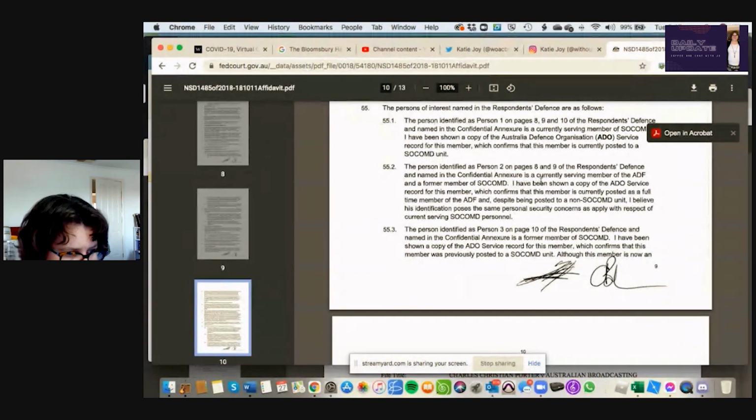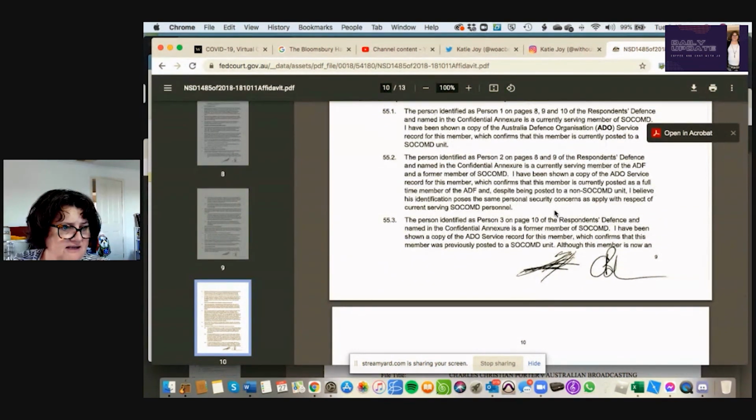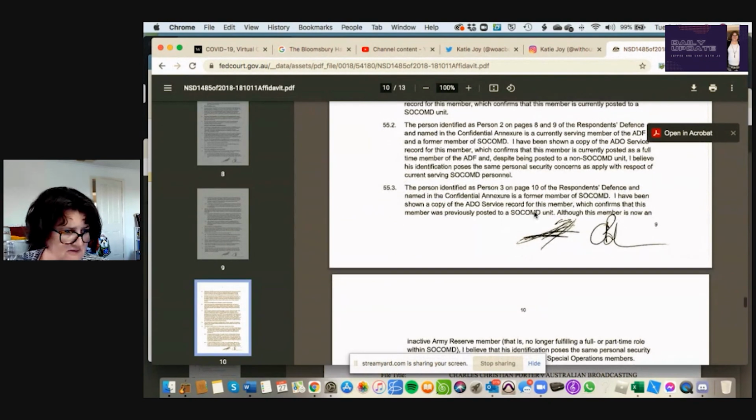Person 2 on pages 8 and 9 is a currently serving member of the ADF and a former member of the SOCOMD. I have been shown a copy of the service record. It confirms that this member is currently posted as a full-time member of the ADF. Despite being posted to a non-SOCOMD unit, I believe his identification poses the same personal security concerns as apply with respect to currently serving personnel.